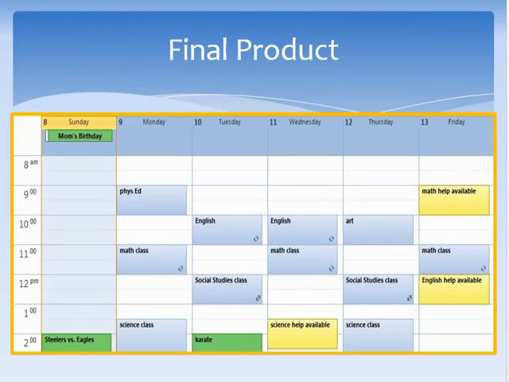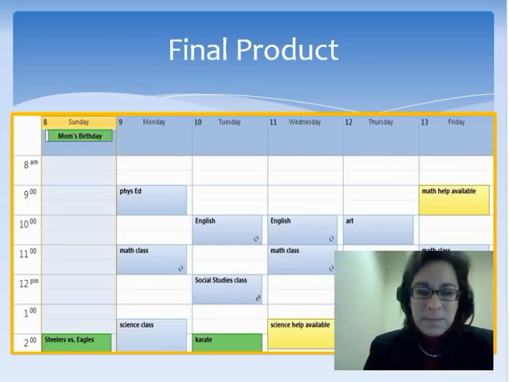And this is what the final product could look like. I've got all of my classes slotted in. I've got some help sessions. I've got an English help session. I've got my karate class, the Steelers versus the Eagles, you can't forget that. And my mom's birthday is Sunday the 8th. So those are the reminders I've got set up on this sample calendar.